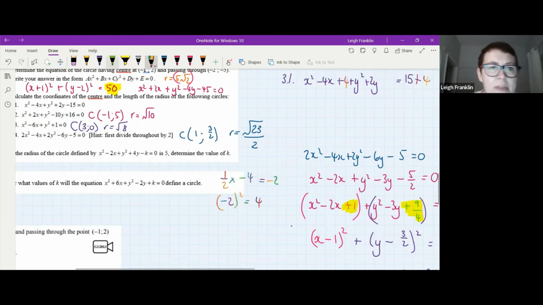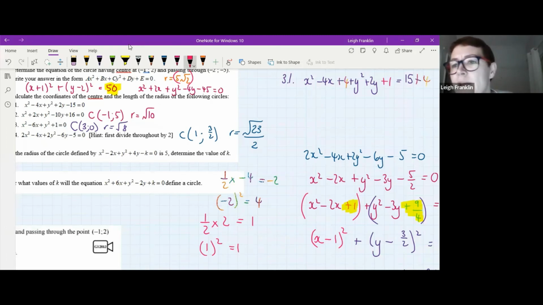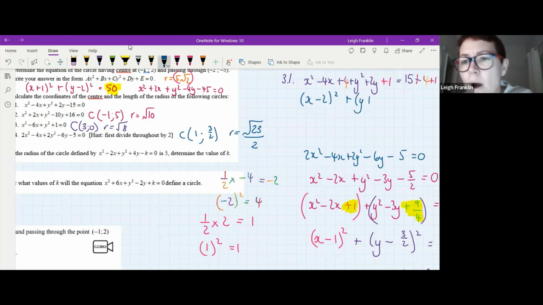Okay, and then to complete the square with y, we're working out half of 2, which is 1. Take 1, square it, we get 1. So now we're going to add 1 to the left and we're going to add 1 to the right. Then our perfect square trinomial in terms of x is going to be x minus 2 squared. Our perfect square trinomial in terms of y is going to be y plus 1 squared. And 15 plus 4 plus 1 is where the 20 came from.